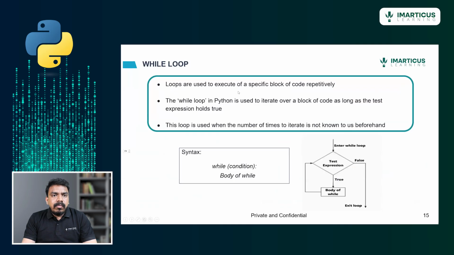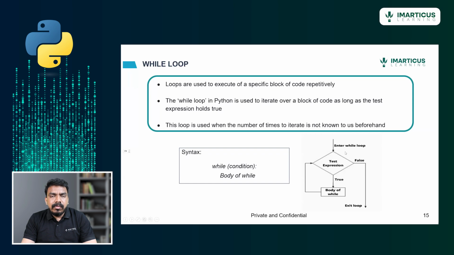So now we'll discuss what a while loop is. While loops are nothing but loops that are used to execute a specific block of code repeatedly. The while loop in Python is used to iterate over a block of code as long as the test expression holds true. This loop is used when the number of iterations is unknown, right? So you write while, specify the condition, and specify the body of the while loop.